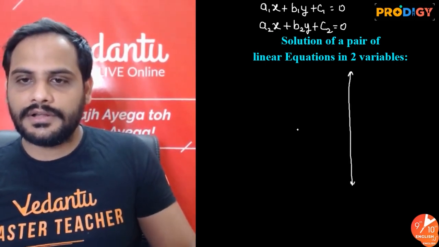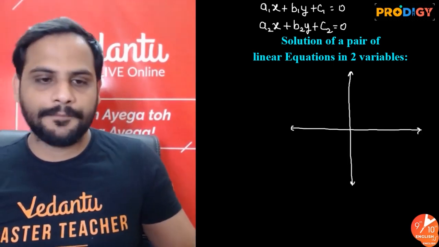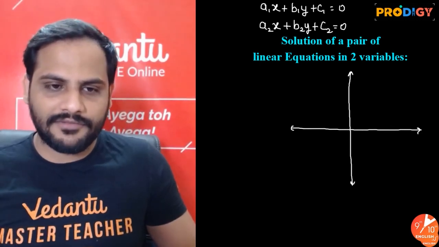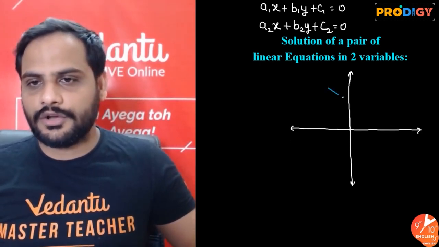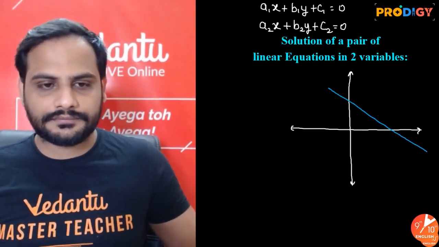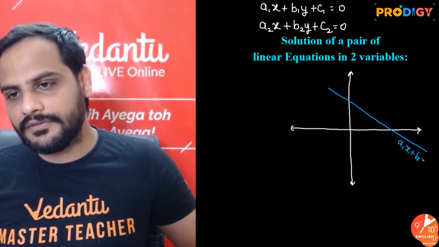I plotted the graph of both the lines on a graph paper. Let's say this is my graph paper. Alright, so I tried to draw the graph. Let's say, for example, the graph looked something like this. One equation was like this, and let's say this equation is a1x plus b1y plus c1 equal to 0.